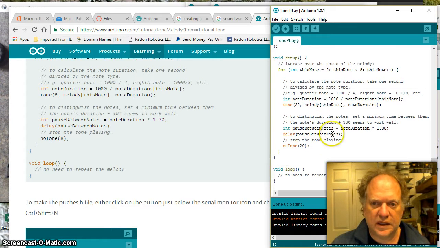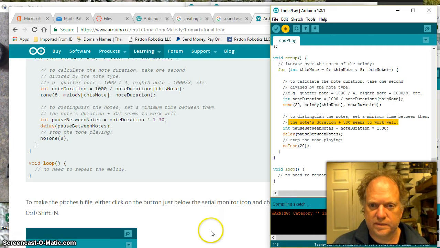Please note that in any case you have to delay while the note's playing, or it starts to muddle it up. They start playing 2 or 3 notes at the same time, and the whole thing just kind of falls apart. So they have a delay here between notes that's a multiple of 1.3. I don't even know why they say this, but apparently they've just decided, well, 30% seems to work well. But when we do that, we get a nice little tone.